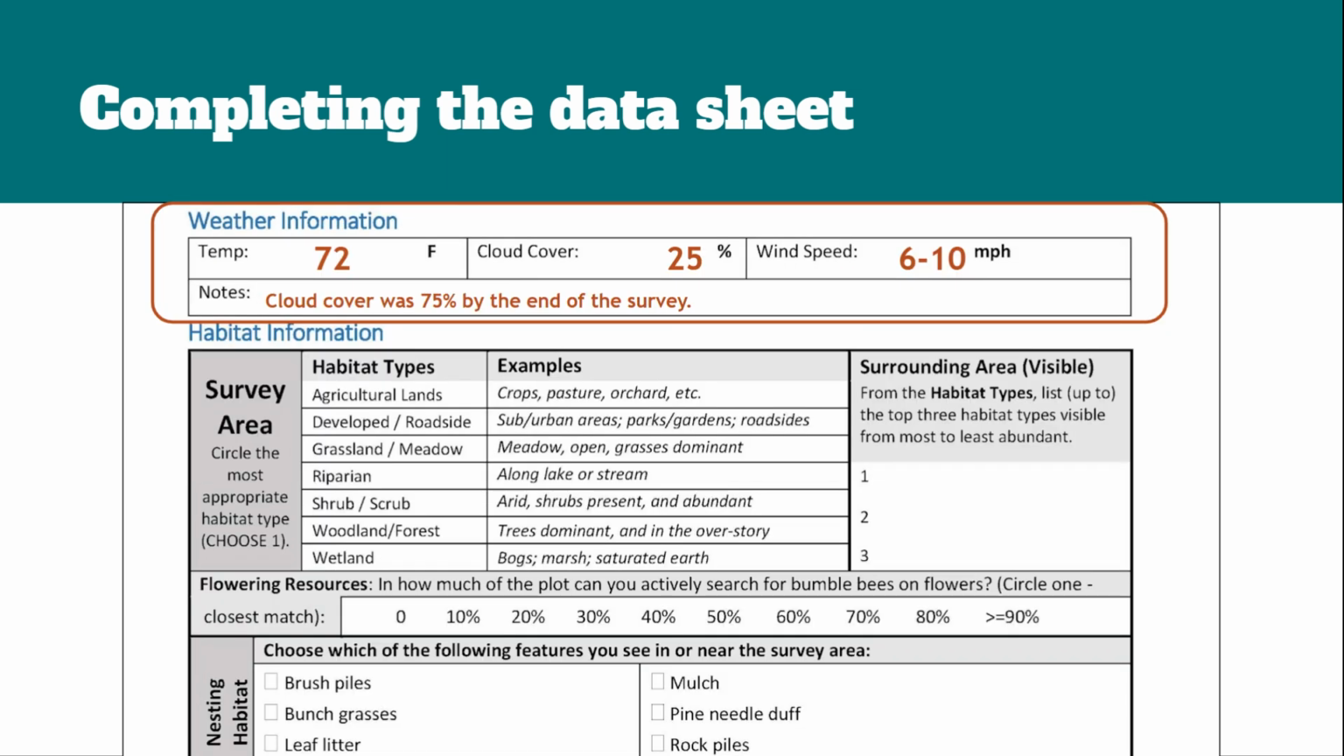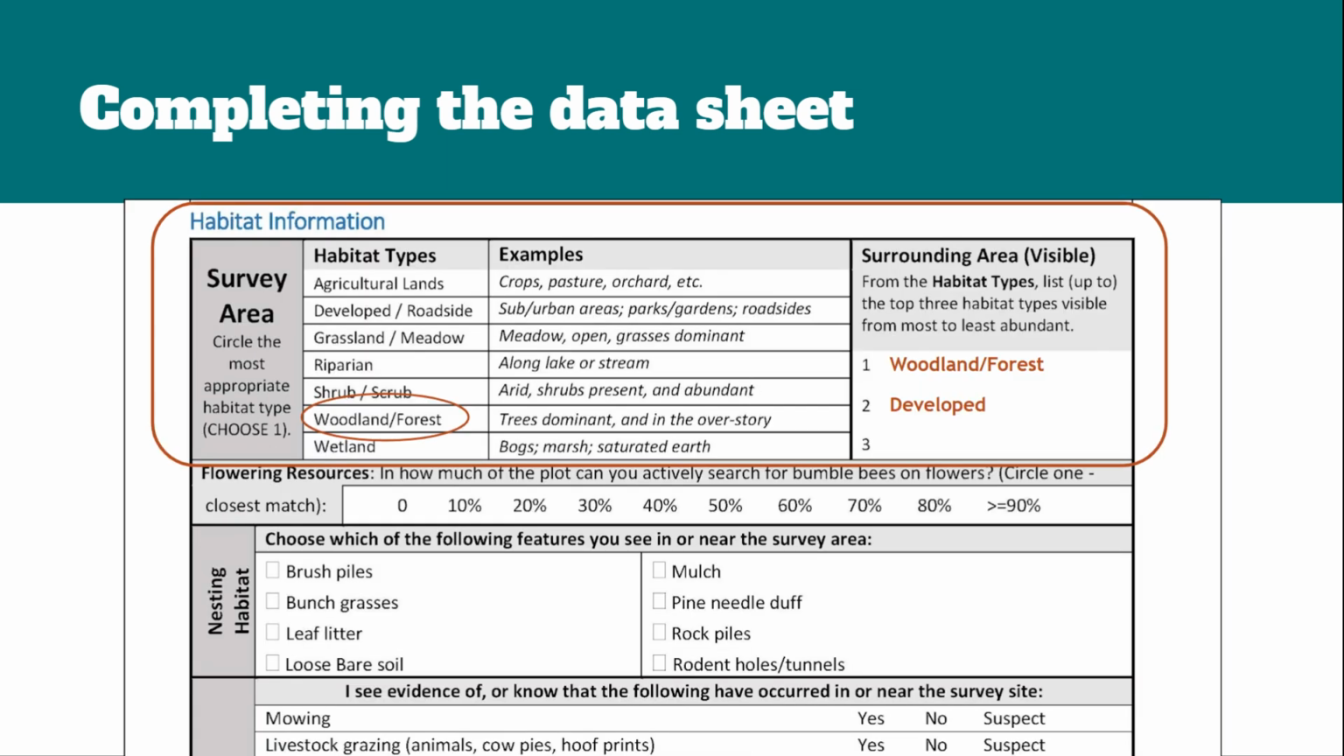Next, you'll document weather information, fill in the approximate temperature, percent cloud cover, and wind speed. The next section of the data sheet focuses on habitat information. You'll start by circling the most prevalent habitat type in your survey area. Only circle one habitat type and pick the description that most closely matches your site. In the box to the right, you can fill in other habitat types that are visible in the area surrounding your survey area.